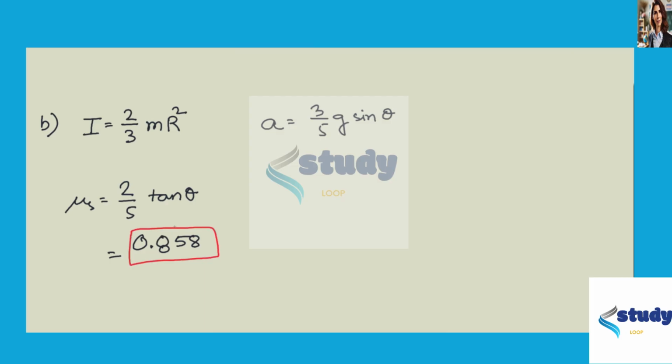So we can see that the value that we got here is not large enough to prevent slipping for the hollow ball. For the hollow ball, we need a coefficient of static friction of 0.858, which is definitely larger than what we calculated for the solid sphere. So that means mu s calculated in part A is not large enough to prevent the hollow ball from slipping.